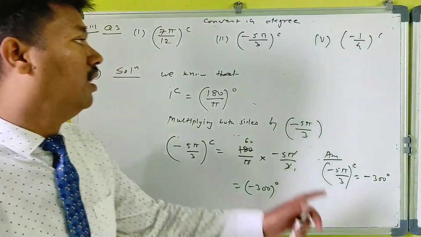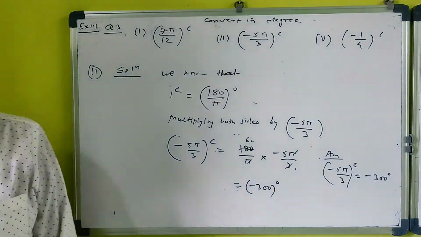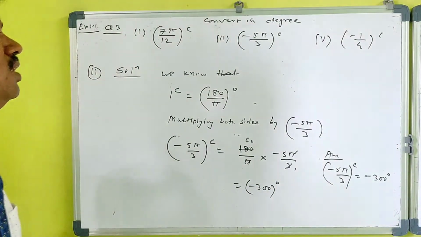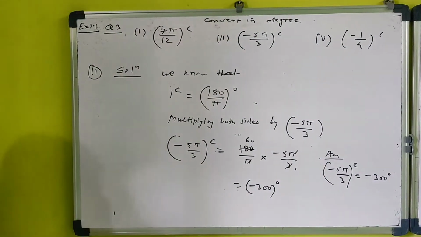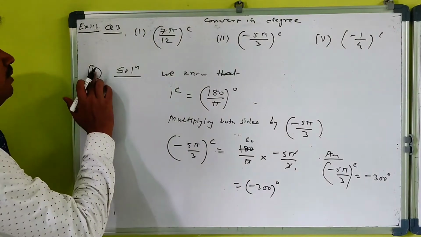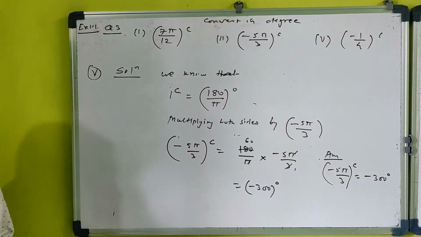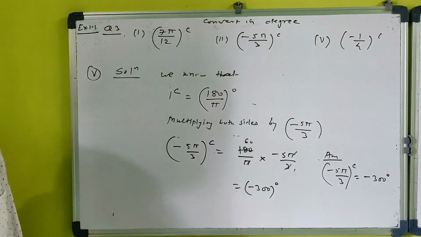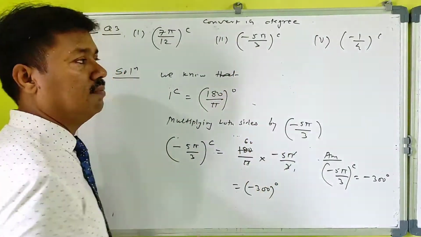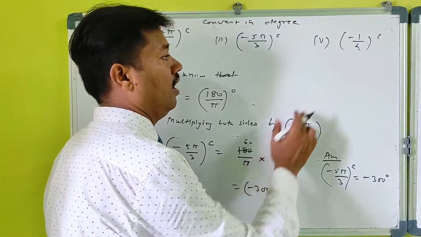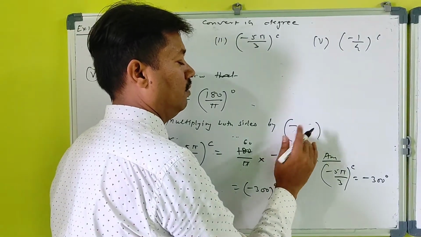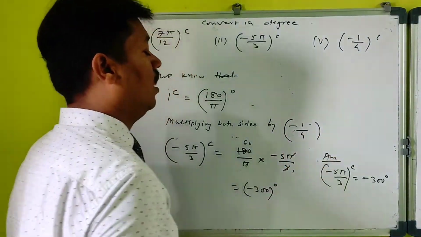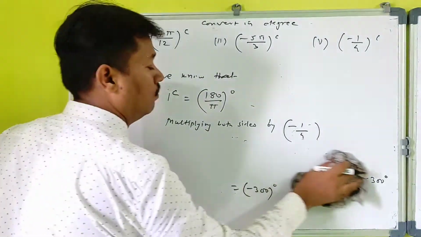Okay. Similarly, the next, minus 1 by 4. So the method is same. There is no change in the method. So the calculation part slightly tricky हो जाएगा, बस दूसरा कुछ नहीं. इसके बाद भी सेम, we know that 1 radian is 180 upon pi. So इधर हमने जो क्वेश्चन रहेगा उससे मल्टीप्लाई करते हैं. तो इधर क्वेश्चन क्या है? -1/4. So you have to multiply with what? Multiply with -1/4 on both the sides.